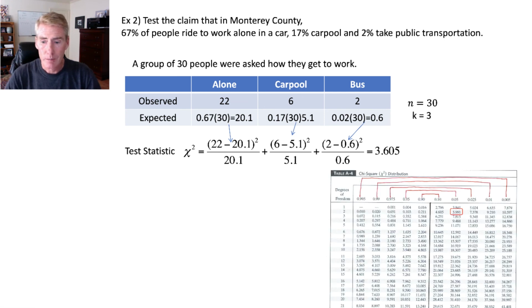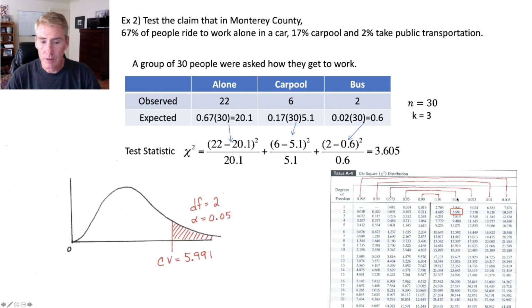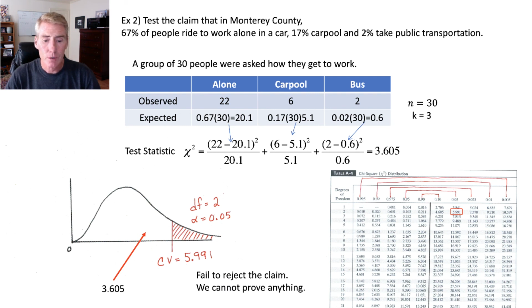So here's my table, and since K equals 3, that means degrees of freedom equals 2, and just like with the last one, it's going to be 0.05 for the right tail. So the critical value is 5.991. And the 3.605 would land right about here, and since it does not go past 5.991, that means fail to reject, or in other words, we did not prove anything.